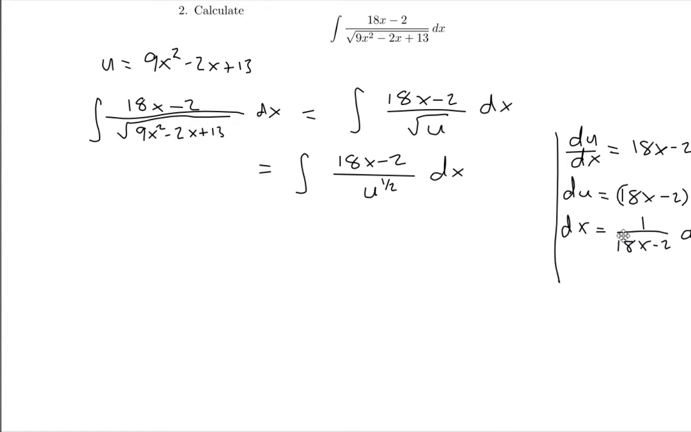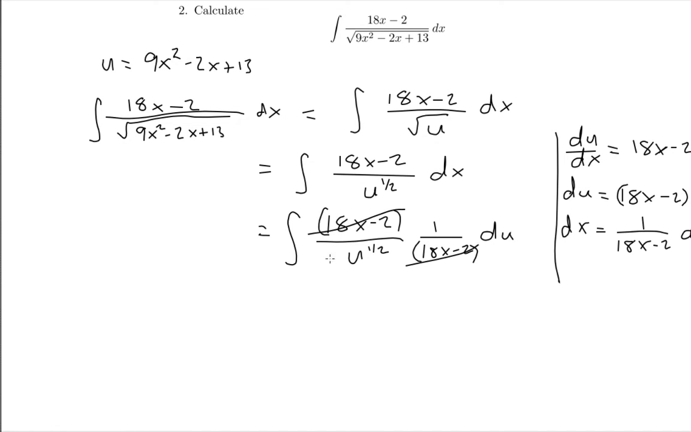So now in my integrand, I can just replace the dx by this new version of dx. So it's the integral of 18x minus 2 over u to the power of 1/2, and now this dx becomes 1 over 18x minus 2 times du. Now we can see why this choice of u was a good one: having the derivative show up in the question again is a good sign, because now this can cancel with this, and I'm just left with the integral of 1 over u to the 1/2 du.